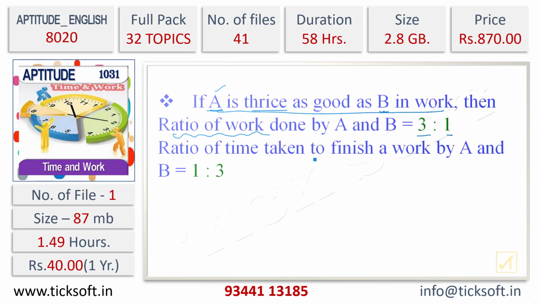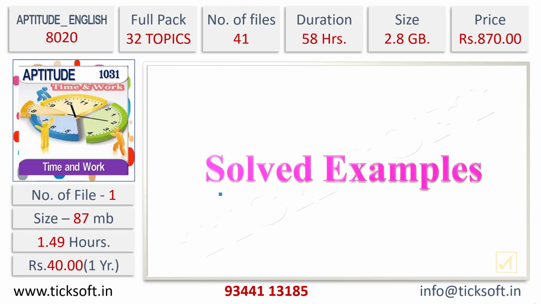And now the ratio of time taken to finish a work by A and B is equal to 1:3. That is the reverse ratio of this ratio of work. So here we have 3:1 as the ratio of work, and the ratio of time will be equal to 1:3. So these are the formulas which are very important to solve the problems in this topic, time and work. So now let us see the solved examples.